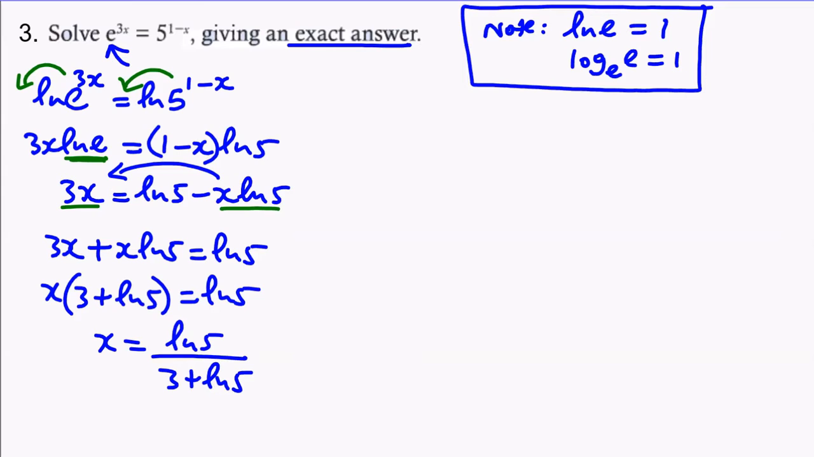And that's it. You can simplify that further. So x is ln 5 plus 3 over 3 plus ln 5.